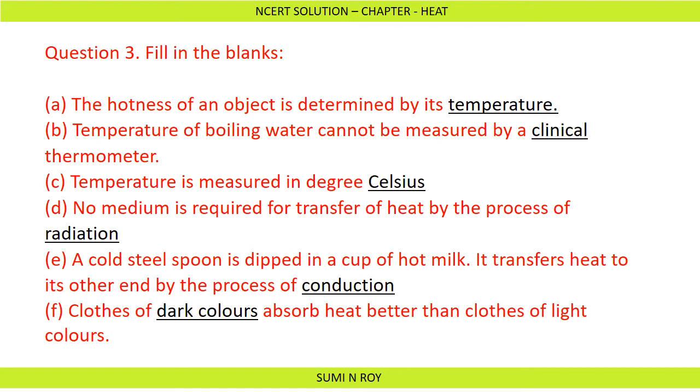As we just discussed, clinical thermometers are designed to measure the temperature of the human body, so they have a very small temperature range, from 35 degrees Celsius to 42 degrees Celsius. The temperature of boiling water is around 100 degrees Celsius, so a clinical thermometer cannot be used to measure it. Next question: temperature is measured in degree Celsius. Of course, temperature is measured in degree Celsius.